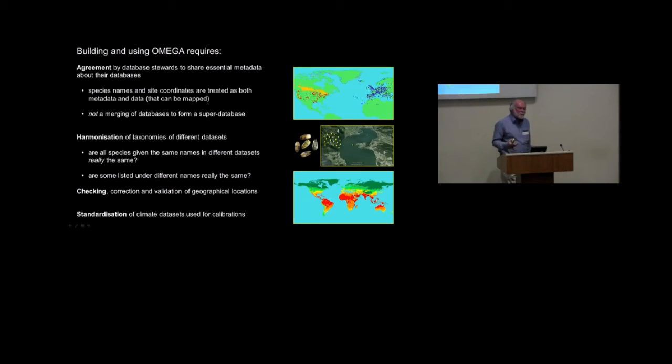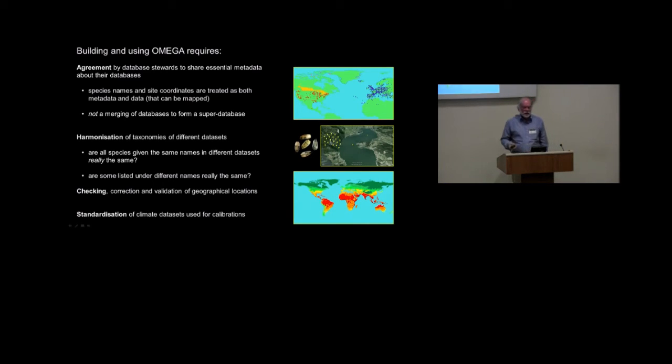It requires harmonization of taxonomies of the different data sets, and that is a real problem in freshwater ostracods. There are lots of arguments. We have to try and answer questions like, are all the species that are given the same names in different data sets really the same species? And are some that are perhaps listed under different names really the same species? And our focus at the moment is very much on the North American and European data sets. There do seem to be quite a number of species in common, but there are some that have gone under the same names that are not the same, and there's a lot of work to be done.